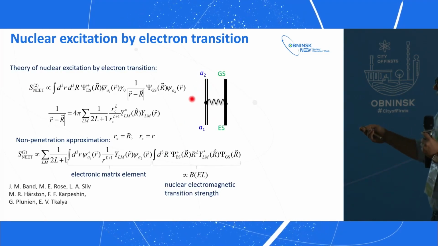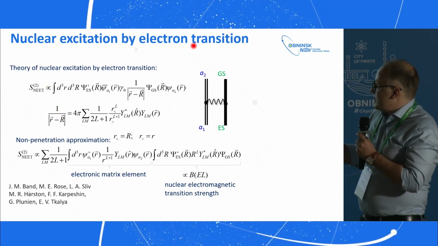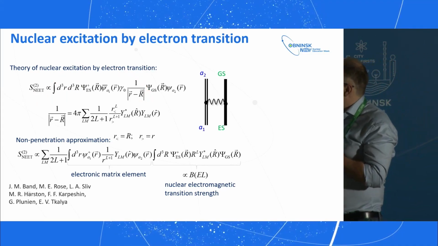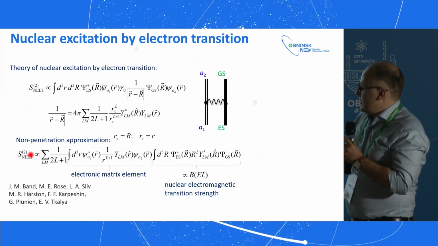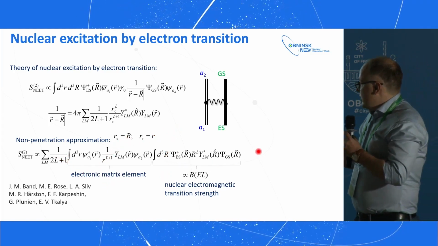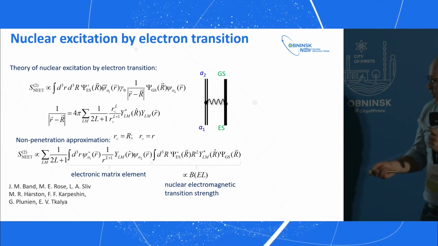Okay, so here we should consider this kind of Feynman diagram. The double line corresponds to the bound electron, and the bold line corresponds to the nucleus. And the electron and nucleus exchange photons, and the excitation of the electron goes to the excitation of the nucleus. So the S matrix of such a process can be written in this way, where capital psi is the nuclear wave function, and small psi is the electron wave function. Then if you make a multipole decomposition of this interaction operator, we come to this formula. This formula shows that the electron and nuclear variables are decoupled, and then this integral can be replaced by the nuclear electromagnetic transition strength.